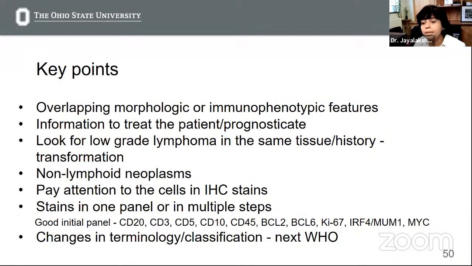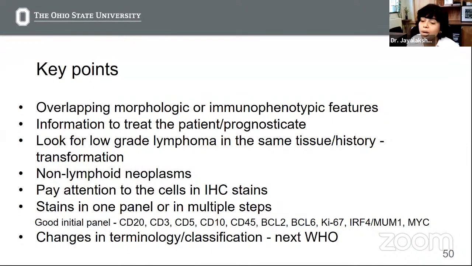These entities under the broad umbrella of aggressive B-cell lymphoma can show varying and overlapping morphology and immunophenotype. We as diagnosticians need to provide the treating physicians with enough information to prognosticate and treat the patient. When we see an aggressive B-cell lymphoma, remember to look for areas of low-grade lymphomas. I didn't mention it in the talk, but always remember that and make an accurate diagnosis of transformations. Consider non-lymphoid neoplasms when features do not add up.